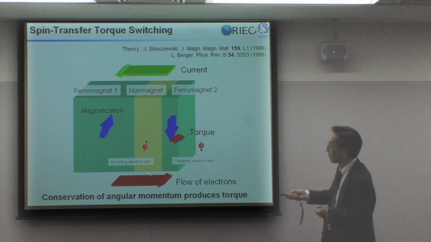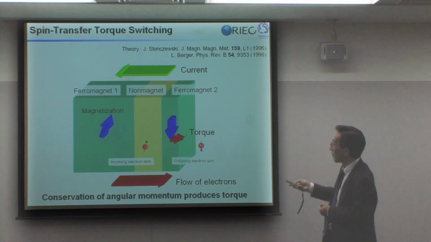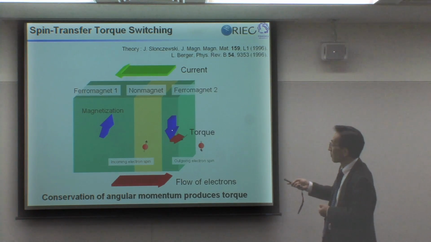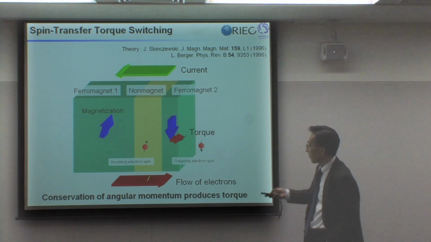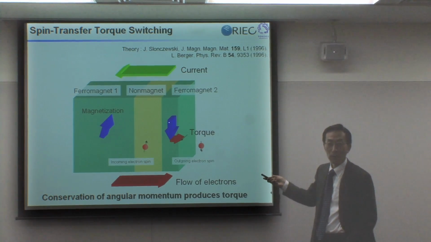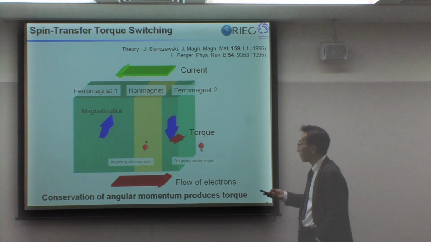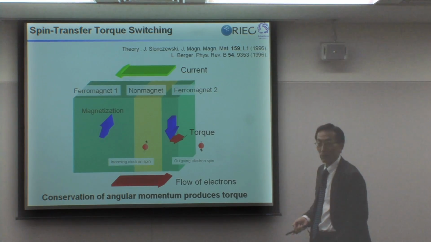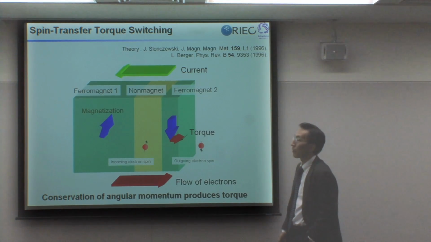This is your insulator, this is your first magnet, and this is your second magnet. When the electrons pass through the second magnet, they change their spin orientation according to the magnetization you have here. So the angular momentum changes, and this change in angular momentum is transferred to this blue arrow. Beyond a threshold current density, you can switch this blue magnetization by this red torque exerted by electrons. So this is how we do switching electrically.